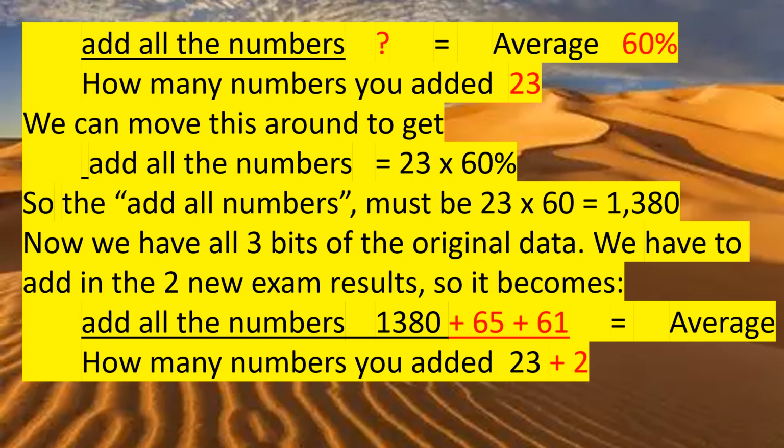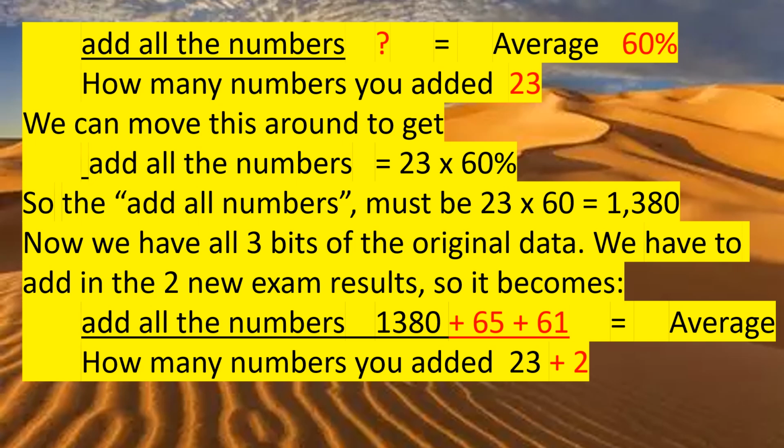So you can move this around and get the add all the numbers will equal 60 times 23. So we're going to multiply both sides by 23. We multiply the left-hand side by 23, which is just the same as cancelling the division on the bottom. And then we have to multiply the right side by 23, so we get on the right 60 times 23. So the add all numbers number must be 23 times 60, which is 1380.